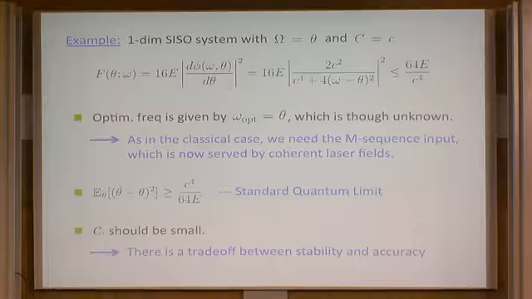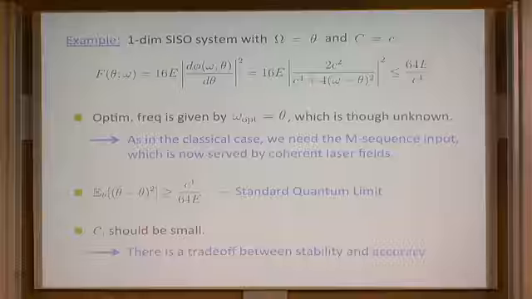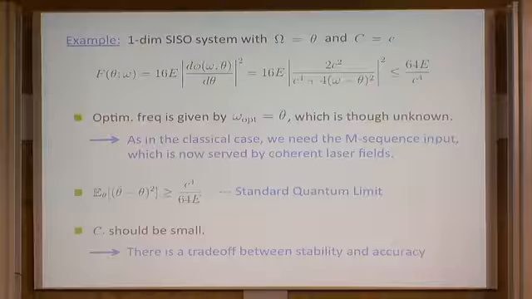And also, this C should be small for good estimation. And this C corresponds to the stability of the system. Because if C is big, then the decay is rapid. But if C is small, then the decay is very slow and the time evolution is very slow. So we can have enough information about that time sequence. So there's an interesting trade-off between stability and accuracy in the estimation.